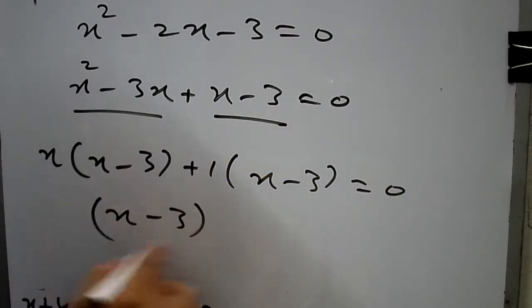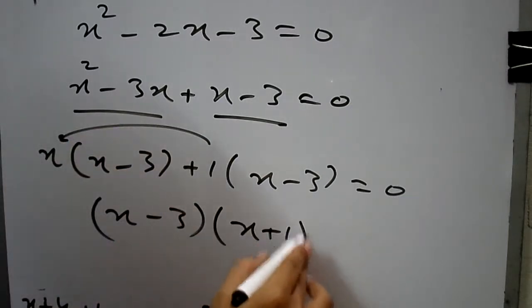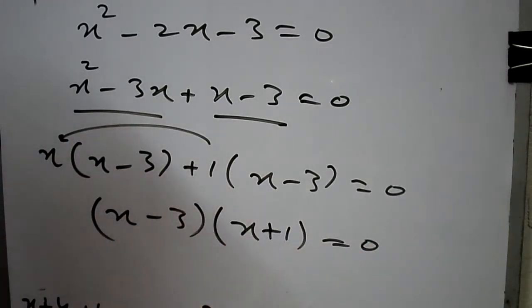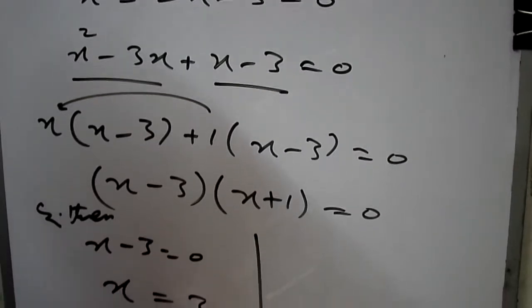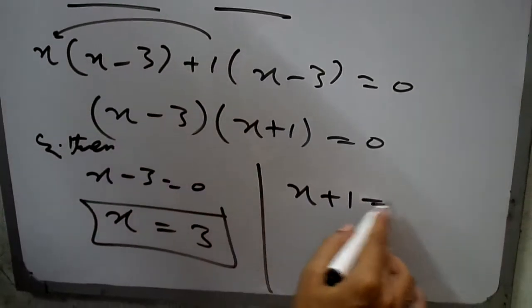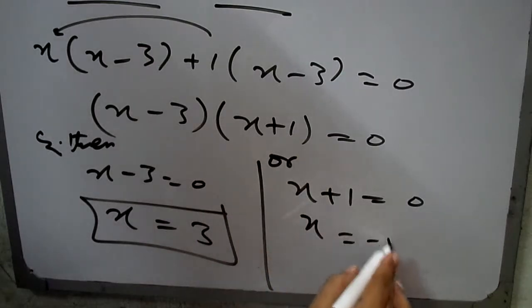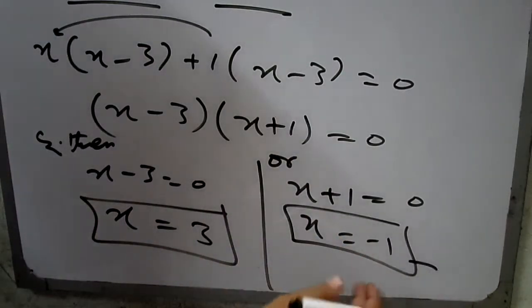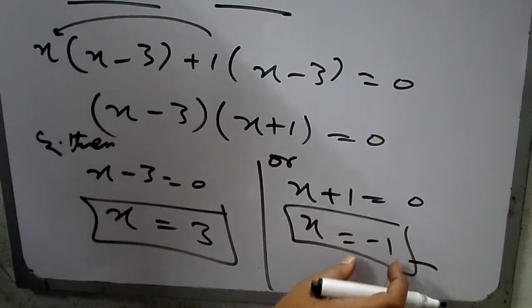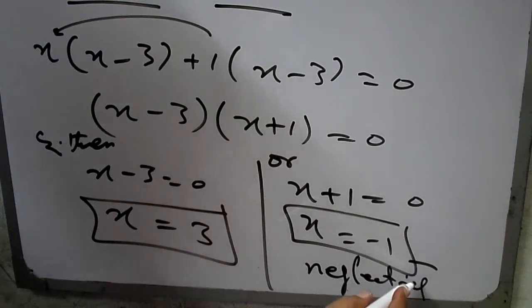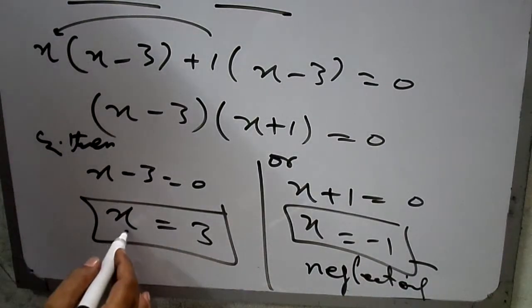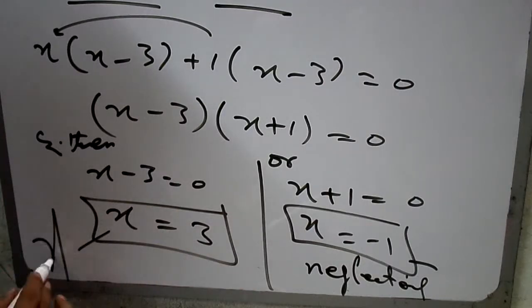So x minus 3, and after simplification you will get this. So that is your factorization. It means either this one is equal to 0 or this one is equal to 0. So either x minus 3 is equal to 0, it means x is equal to 3. So the value of x is 3. Or x plus 1 is equal to 0, that is x is equal to minus 1. The length of a side cannot be negative, so it should be neglected. So the value of the side, that is the value of x, is equal to 3. That is your required result.